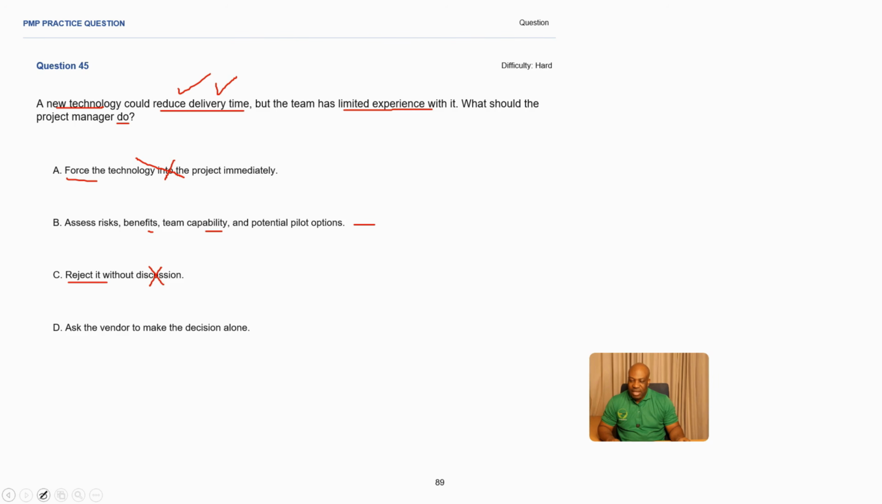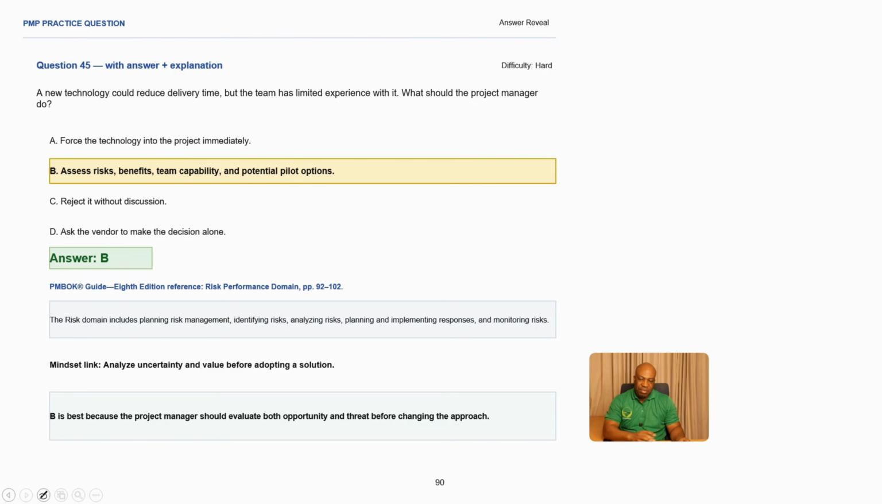All right. Then D, ask the vendor to make the decision alone. You don't hand over the project management responsibility to someone else. So you cannot just ask the vendor to do this, making this one incorrect. So B is the best answer in this scenario. You need to assess the risk. This is very important. Once you start assessing, you're getting more information. You also assess the benefits.